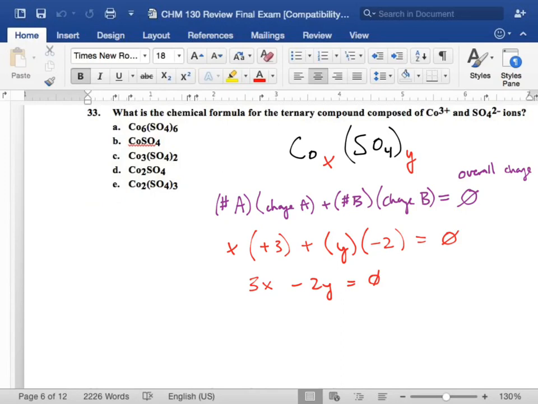What is the lowest common multiple between 2 and 3? 6. So how can I make this first number a 6? Times by 2. Make x equal to 2. So I would get 6 minus 2y equals 0. No. 6 equals 2y. 3 equals y. Go back up into my initial solve. I'm saying this should be cobalt 2, sulfate 3. Now check it.